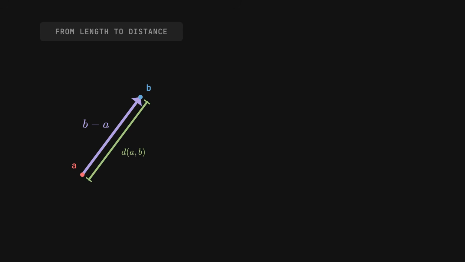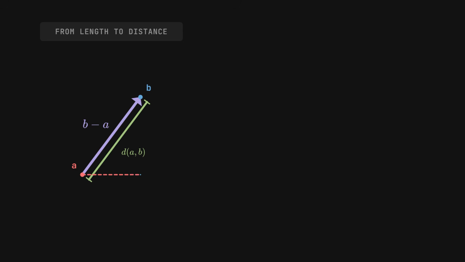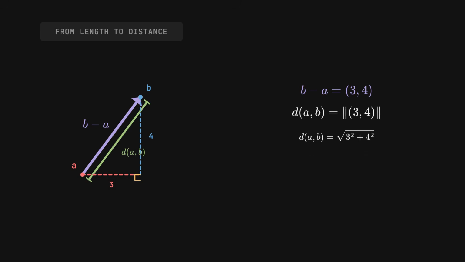Distance keeps only its length. Since the norm of a vector comes from its inner product with itself, we can also write this. So the inner product gives us length, and length gives us distance. For example, suppose the difference between the 2 points is the vector 3, 4. This means that moving from A to B requires a horizontal change of 3 and a vertical change of 4. The distance between the points is 5.